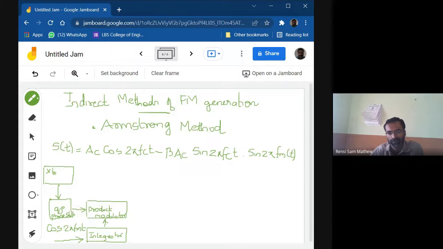This is generated using a crystal oscillator, because a crystal oscillator is very stable. The crystal oscillator generates the carrier, which is given a 90-degree phase shift. Then we take the product of the phase-shifted crystal oscillator signal and sine 2 pi fmt. Sine 2 pi fmt is our message.